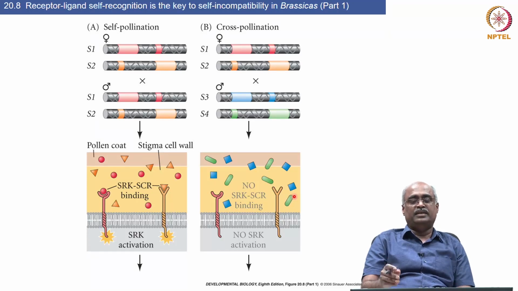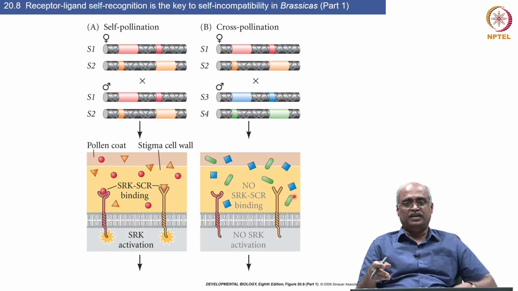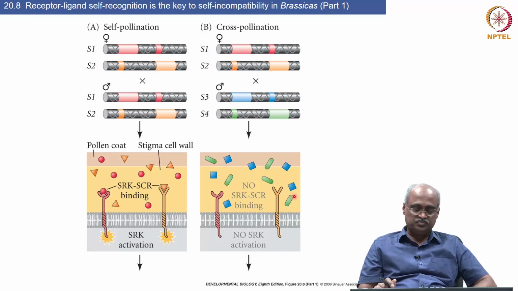So in summary, there are different kinds of biochemical mechanisms that help in the avoidance of pollen grains landing and successfully pollinating the ovules of similar plants or those carrying the same S locus allele.